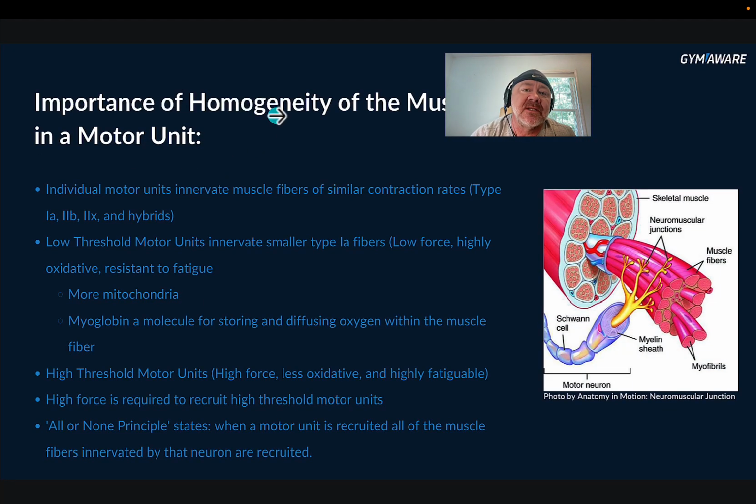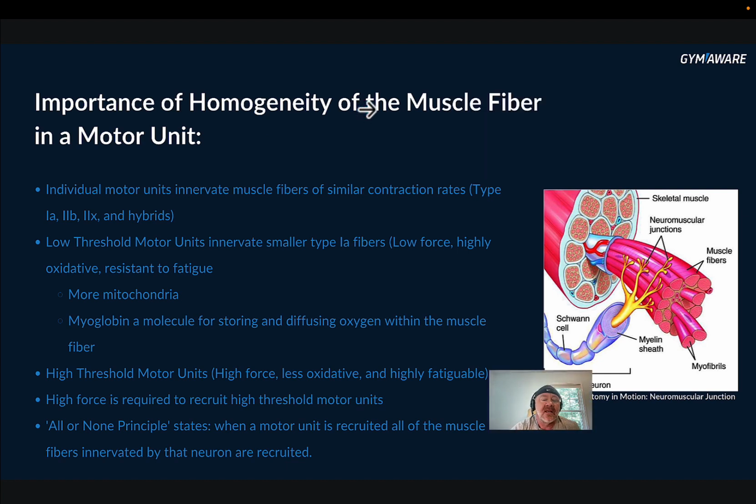Now, the importance of homogeneity of the muscle fibers in a motor unit. Each motor unit innervates a certain amount of muscle fibers, but they're of similar contraction rates. So they're going to be connected to either slow twitch type 1 or fast twitch type 2B, sometimes 2X, or hybrids of those, but they're all going to be the same in there. So when you recruit high threshold motor units, more than likely they're going to consist of the very fast twitch, bigger muscle fibers. Low threshold motor units are going to innervate smaller type 1A fibers. They have low force output capabilities.